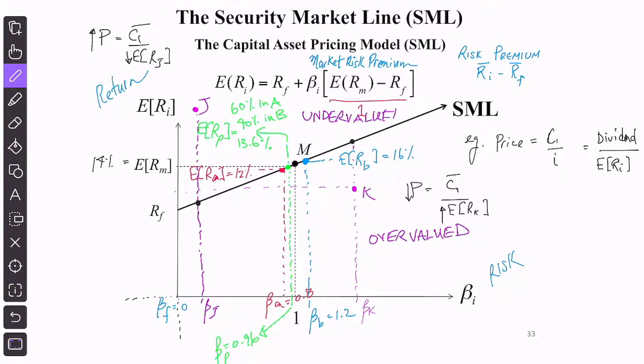So I made a mess of this graph, but hopefully as we went step by step, you follow what I had to say here. Okay, so assets, projects, portfolios off the security market line will adjust to be on the security market line.